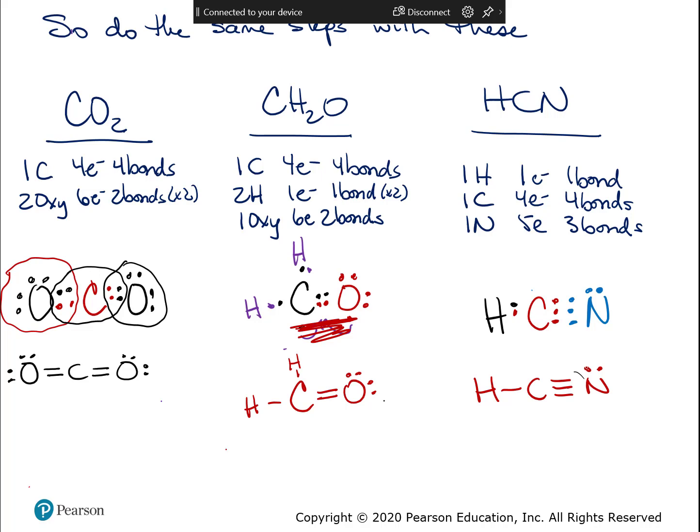So each line is one pair of dots. Okay? So in all of them, every pair becomes a dash. If I have a single bond, it's one dash. If I have a double bond, it's two dashes. A triple bond is three dashes. That's why between C and N there are three dashes, because there are 6 electrons, or 3 pairs. Just remember every dash is a pair of electrons.